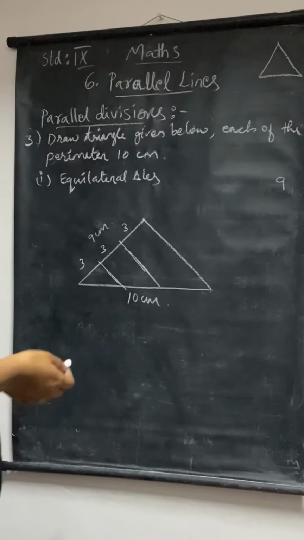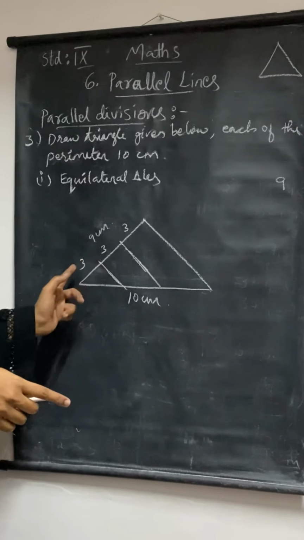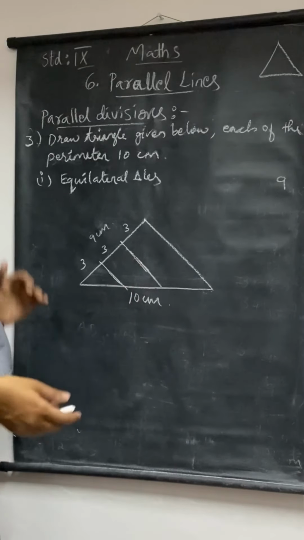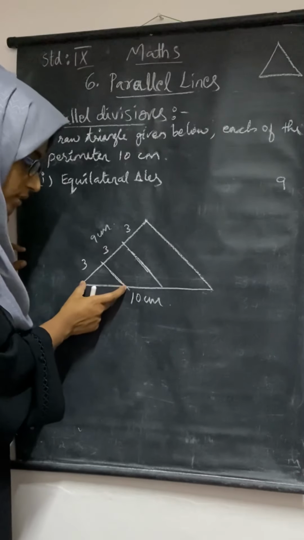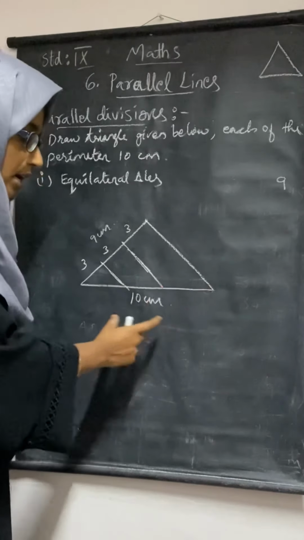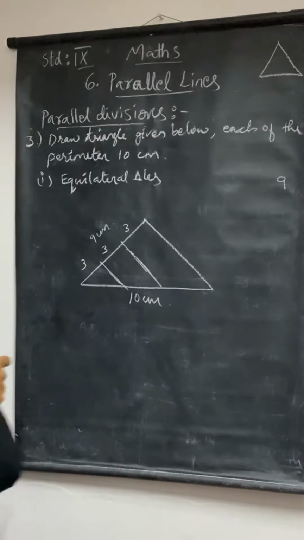Now using the scale and set square, this much you got. 3, 3, 3, this you divided. Now what you have to do? You have to draw the equilateral triangle. Keep in mind, this is the first side, this is the second side, this is the third side. All these will be equal because they are equilateral triangles.